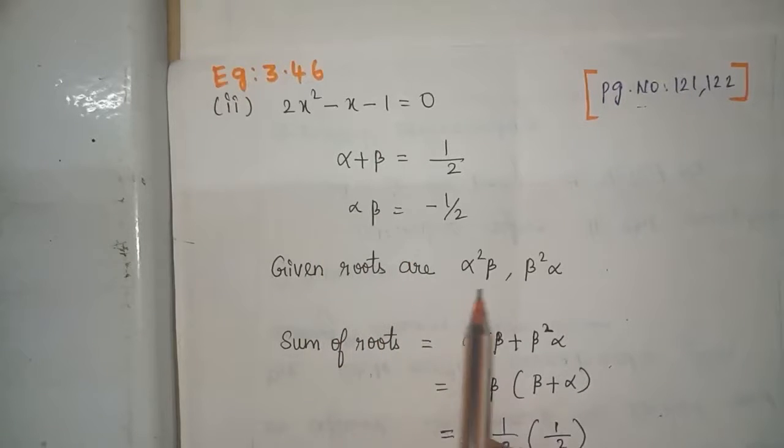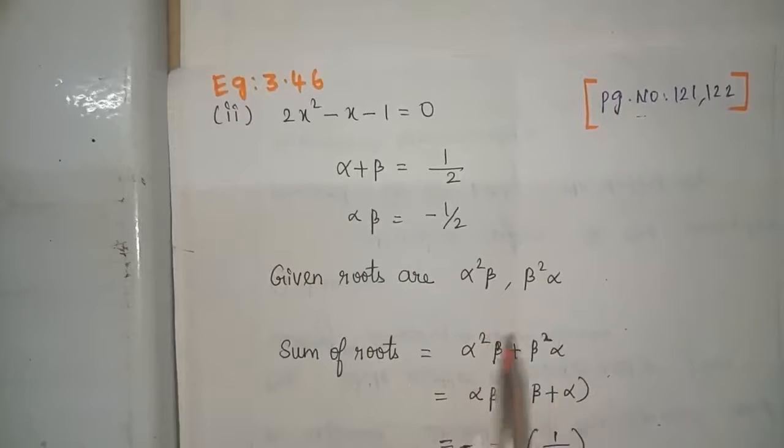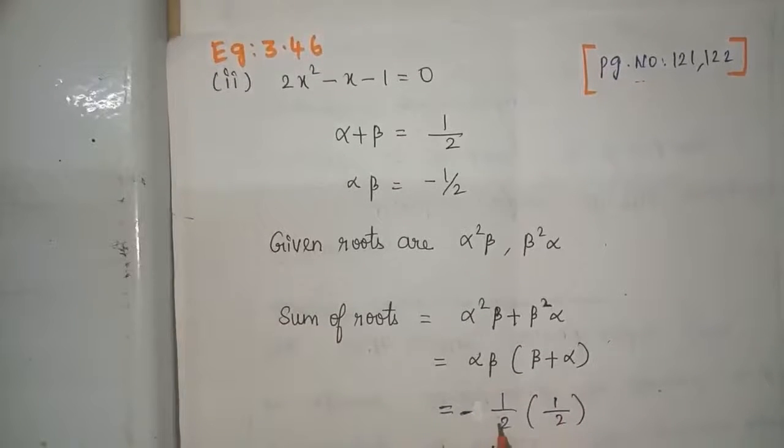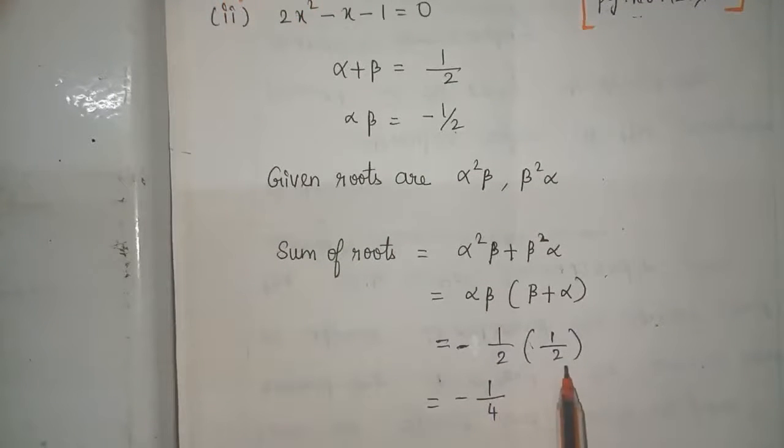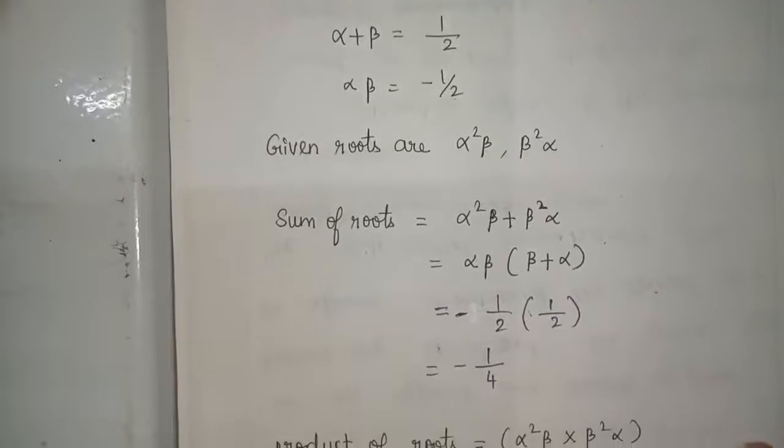The given roots are alpha square beta, beta square alpha. So sum of roots is equal to alpha square beta plus beta square alpha. If you are taking alpha beta common out, the remaining term is beta plus alpha. So alpha beta value is minus 1 by 2 and alpha plus beta value is 1 by 2. So minus 1 by 2 into 1 by 2 is equal to minus 1 by 4.